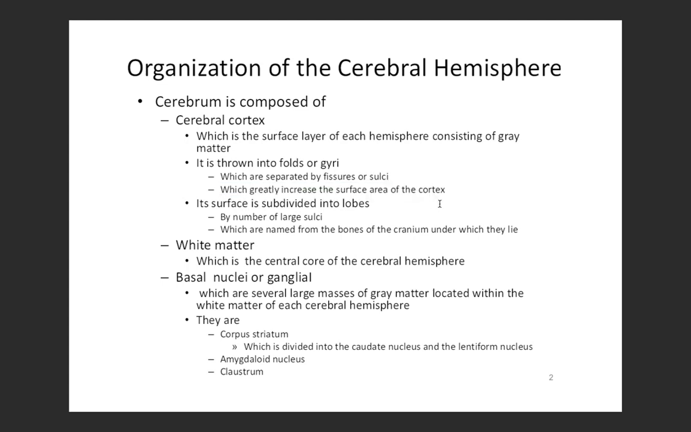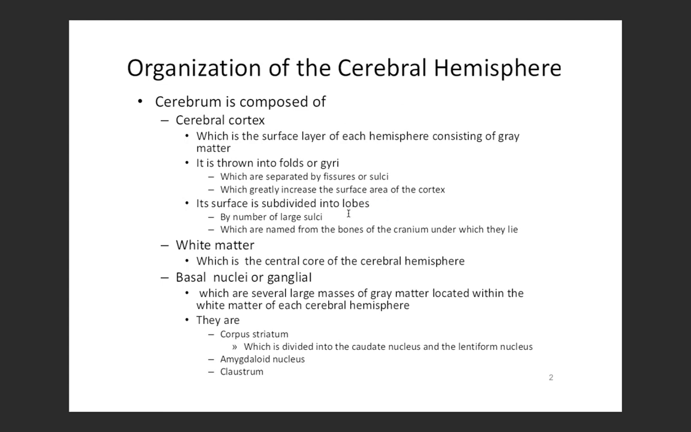As you know, the cortex is the superior part of the brain, and to increase its surface area we need those folds, the gyri, which are separated by fissures or sulci. Its surface is subdivided into lobes, and depending on the bones protecting these lobes, we will name and identify them.